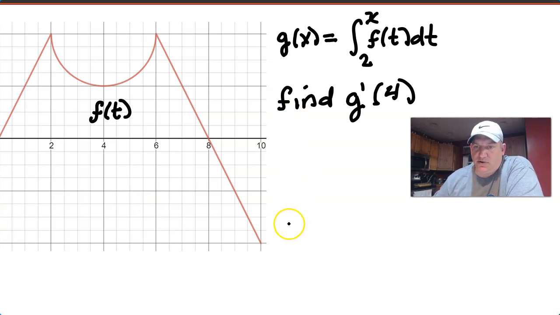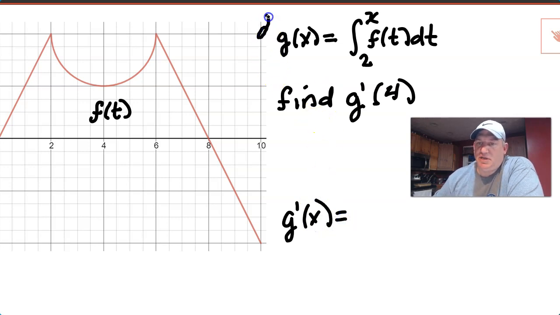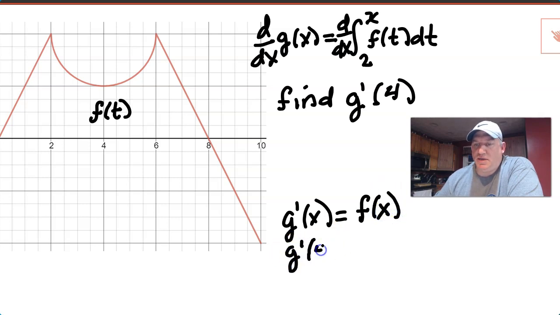So in this case, we're going to write down the following. We're going to write down g prime of x. And that means we're going to be taking the derivative, d dx, of our equation. And here we have d dx of the right-hand side. And this ends up being just f of x. So recall, if we're trying to find g prime of 4, that would be equivalent to finding f of 4.